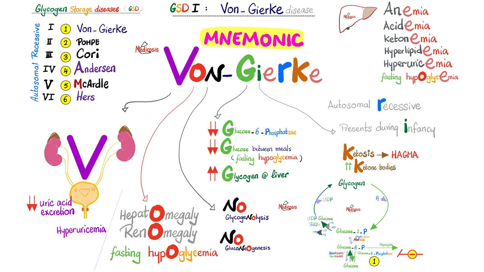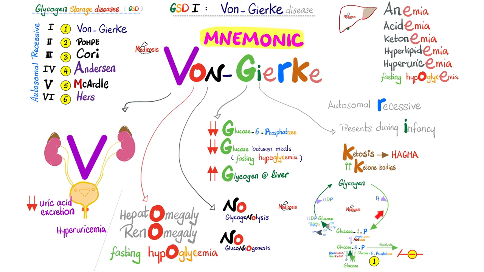Because of deficiency of glucose 6-phosphatase, as in type 1A Von-Gierke disease, or deficiency of glucose 6-phosphate translocase enzyme in cases of Von-Gierke type 1B. But you forgot the NO, no glycogenolysis and no gluconeogenesis. Why? Because I'm missing the glucose 6-phosphatase. If I'm missing the glucose 6-phosphatase, glucose 6-phosphate will never become glucose.